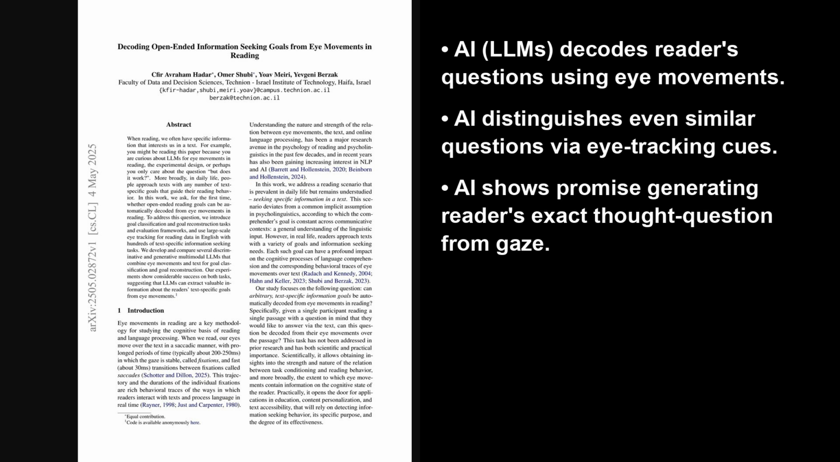We are looking at a fascinating research paper titled Decoding Open-Ended Information-Seeking Goals from Eye Movements in Reading, published just 6 days ago. This paper explores if we can figure out the specific question someone has in mind, simply by watching their eye movements as they read. The researchers used advanced multimodal AI models, which combine text with eye-tracking data, to both classify a reader's goal from options and even try to reconstruct the actual question they were pondering.